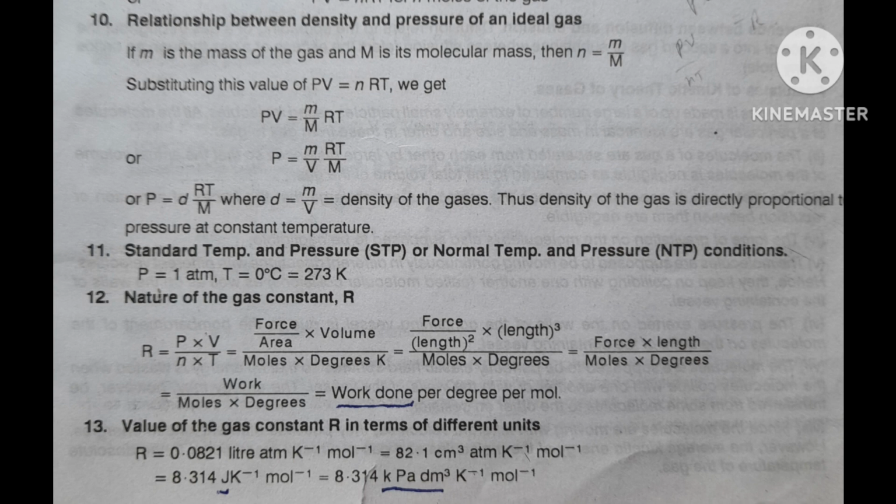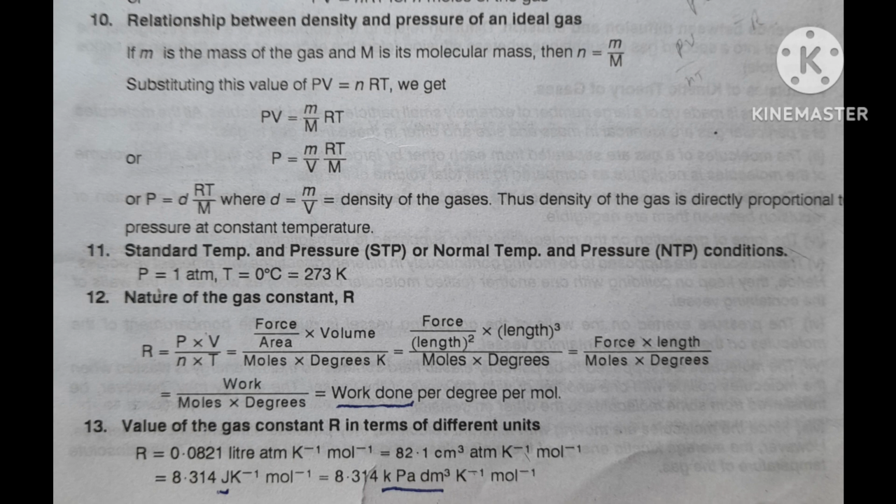Now you know the n value. In the gas equation, in the place of n, you write small m divided by capital M. Then in PV is equal to nRT, with n equal to small m divided by capital M, it becomes PV is equal to m divided by capital M times RT. After that you don't have to do anything, just rearrange: PV is equal to m upon capital M RT.